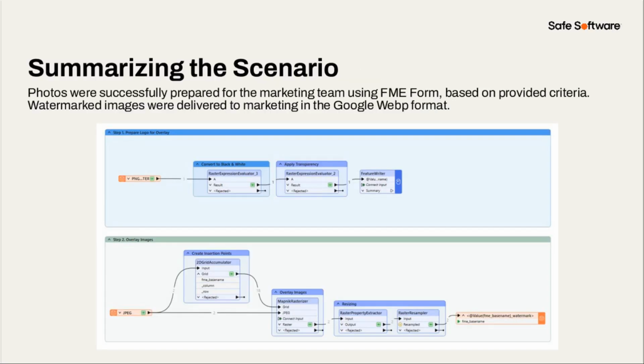So taking a look at the scenario as a whole, we've successfully delivered the images back to our marketing team in the Google WebP format. So why Google WebP? Google WebP has a great reputation for supporting high compression while maintaining high image quality. Not to mention it's compatible with most modern web standards, meaning it's really easy for people to work with if they're using various browsers.